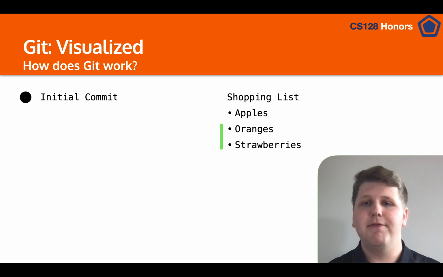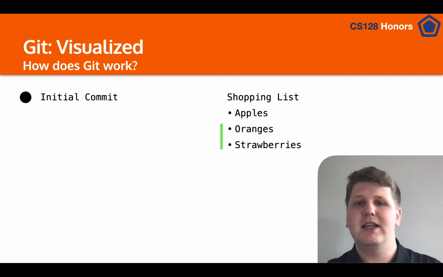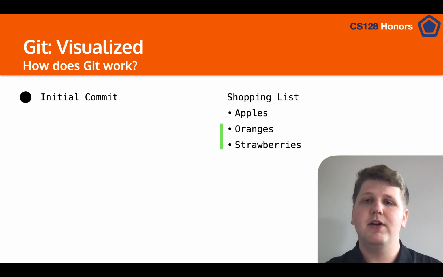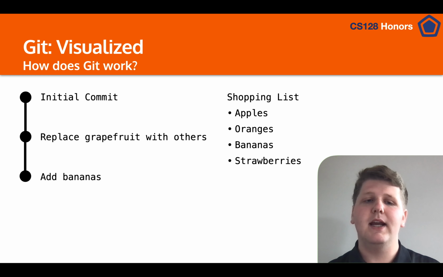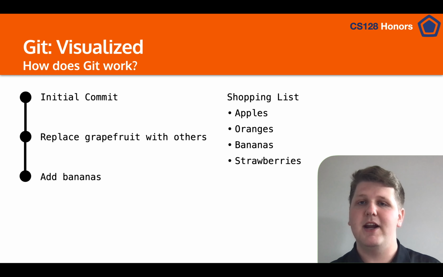And so now that I have those in there, I want to make sure that Git is tracking that once again. So I'm going to, again, make sure to commit, and this time I'm going to leave a message that says replace grapefruit with others because I'm now replacing some of those items, and I want to leave a good descriptive commit message for myself in the future. Now, let's just say maybe my roommate wants some bananas, so we're going to add bananas to the list. And same thing as before, we're going to commit that into the history and put a message saying that we added bananas to the list.